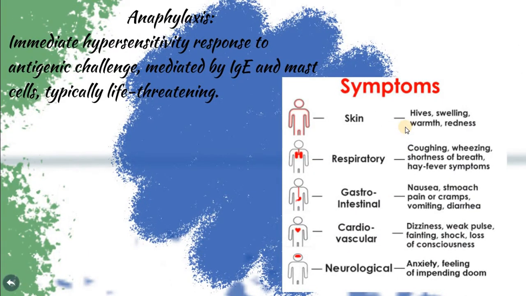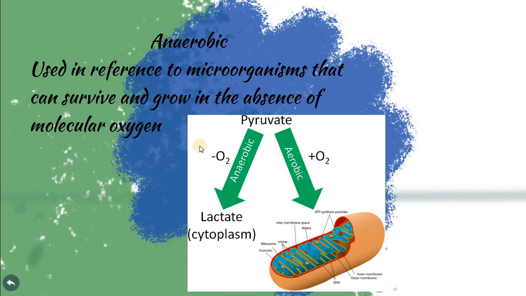We have the term anaphylaxis, which is an immediate hypersensitivity response to antigenic challenge, mediated by the antibody IgE and the histamines in the mast cells. Typically, anaphylactic shock is life-threatening. For example, it includes the symptoms of rashes and redness in the skin, cough and shortness of breath in the respiratory tract, vomiting and diarrhea in the GIT, and also dizziness and weakness of the pulse in the cardiovascular system. It also causes anxiety in the patient, and most of the time it is life-threatening if it is not managed well.